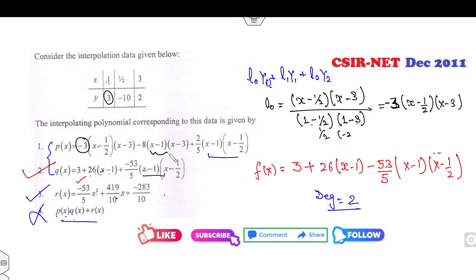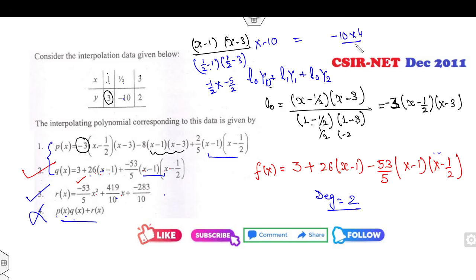Fine. Can you find the coefficient of x minus 1, x minus 3? What is the coefficient of x minus 1, x minus 3? I have to substitute half. Half minus 1, half minus 3, into minus 10. So it will be minus half into minus 5 over 2, so that will be plus 5 over 4. So minus 10, 5 over 4, that is minus 8. Yes, you can see the third option is also correct. A, B, C are all correct options.